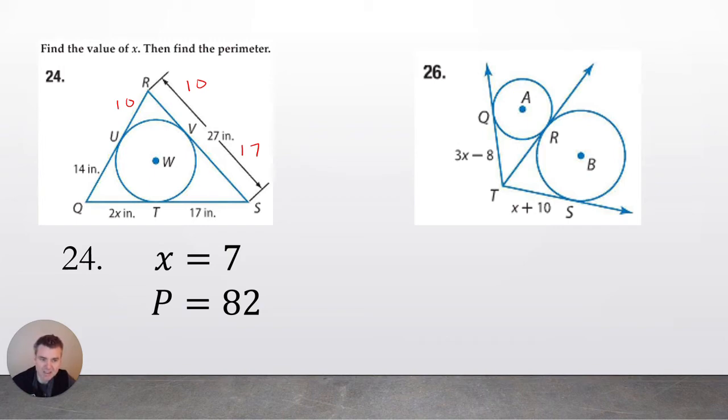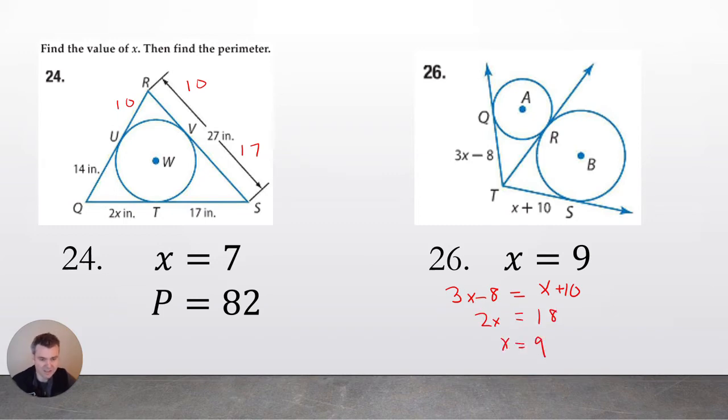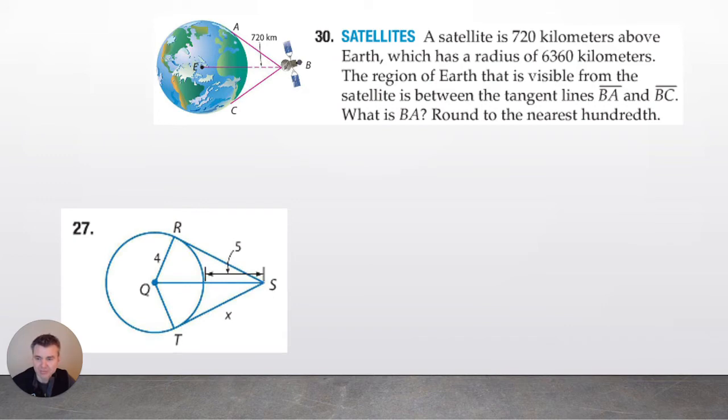All right, 26. We had to find the value of x. TR is tangent to circle A and circle B, so I actually know that TR is congruent to TQ. I also know that TS is congruent to TR, so I can say x is 9, and the reason for that is 3x minus 8 must equal x plus 10, because they're both tangent to TR. 2x equals 18, x equals 9. Moving right along.